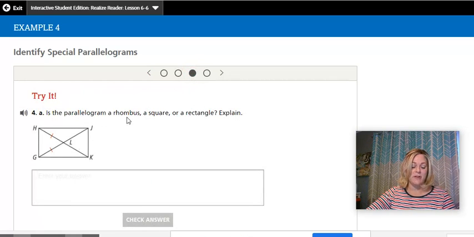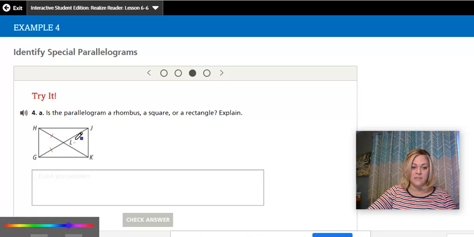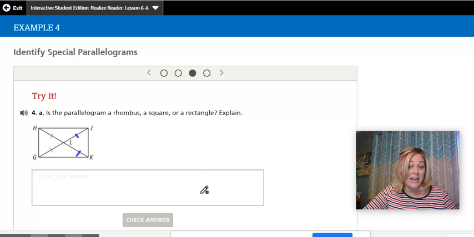Is the parallelogram a rhombus, square, or rectangle? Explain. So you have diagonals, and it is a parallelogram. So we know the diagonals will bisect each other. And if the diagonals bisect each other, and there are two tick marks, that means if there's a tick mark here, there's going to be a tick mark over here and here, which means the diagonals are congruent. Since it's a parallelogram and the diagonals are congruent, it's a rectangle.